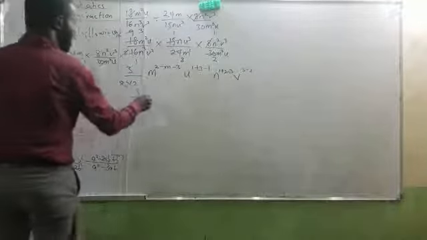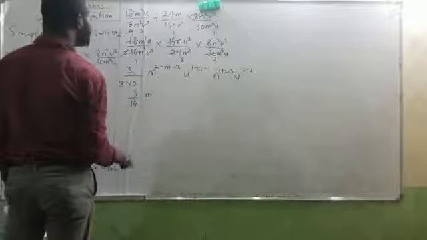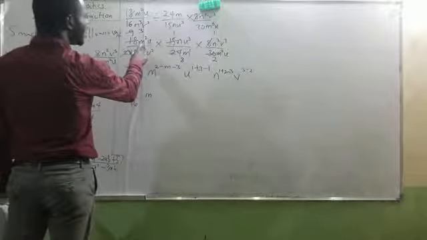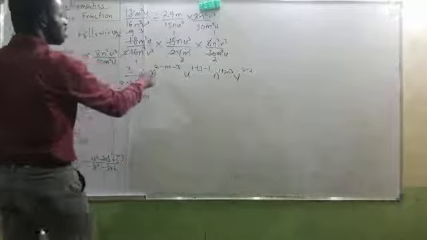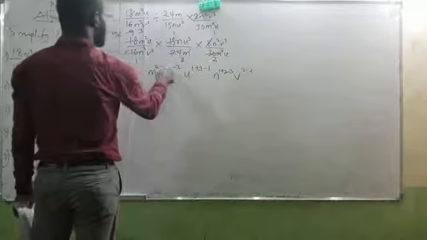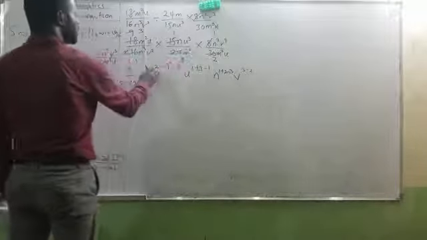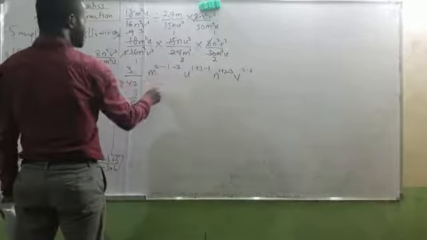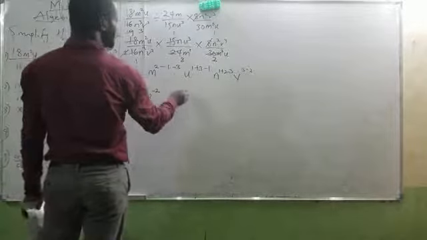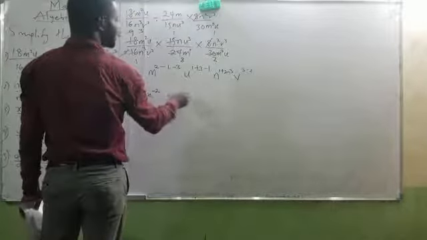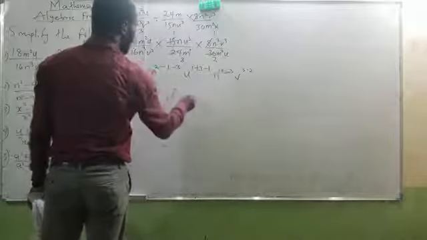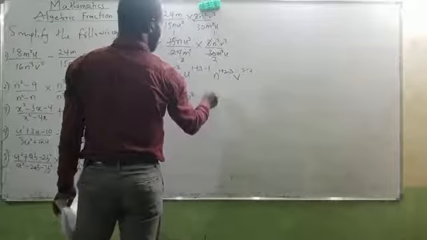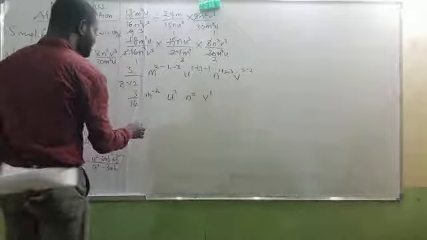Now I will be having 3 all over 16. I have m raised to power... I've made a mistake. We have m and another m, minus 1, sorry, power 1, which is going to be minus 4, which is going to be minus 2. Here will be u raised to power 3, here n raised to power 0, and v will be 1.